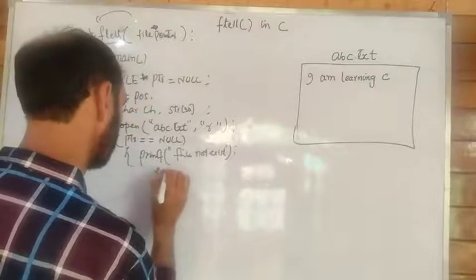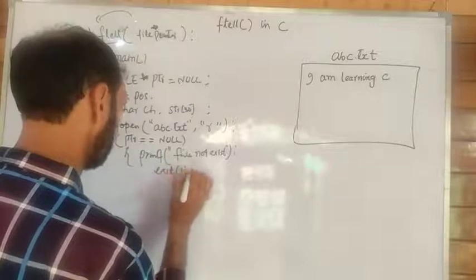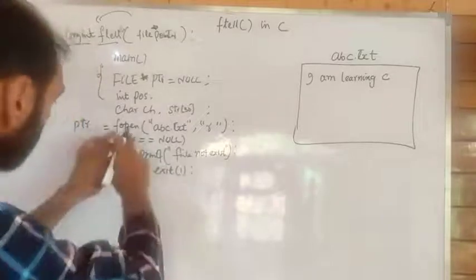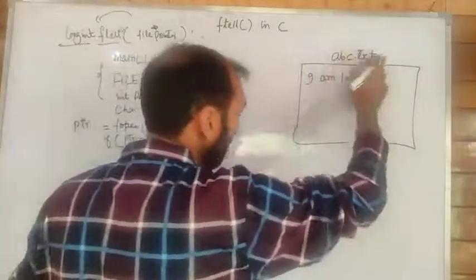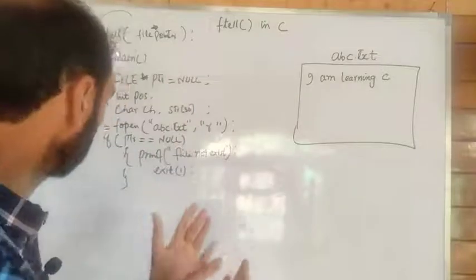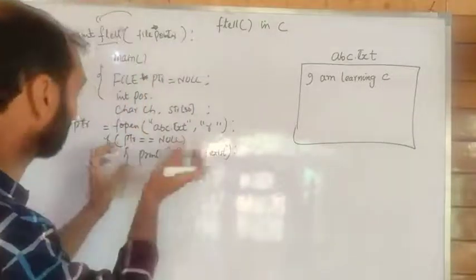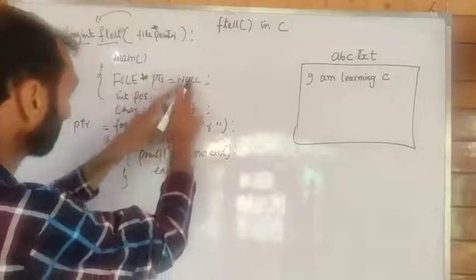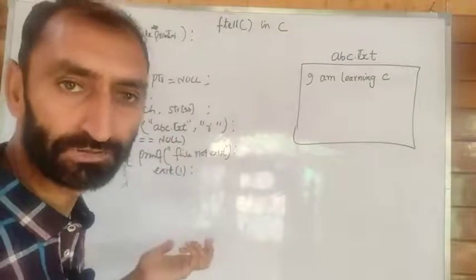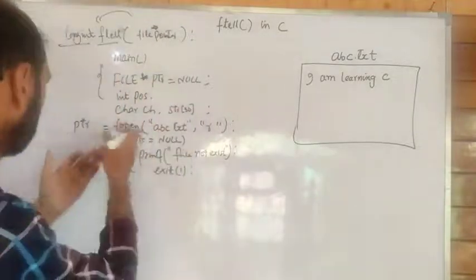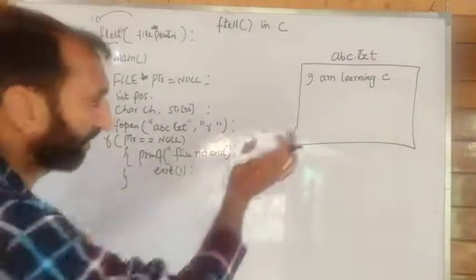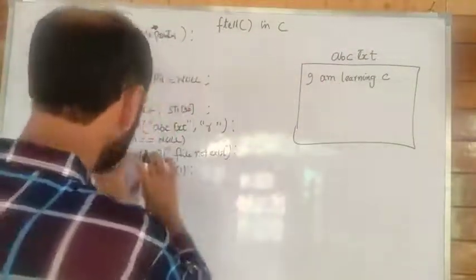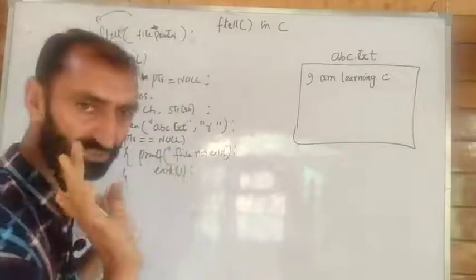And exit 1. That is it. That means if, due to some reason, this fopen function fails to open this file abc.txt, it will simply return and print that the file does not exist, because at that time the value of ptr is null. That means the address has not been assigned to this ptr, so the file has not been opened properly. In that case, it will print the message file not exist and exit.